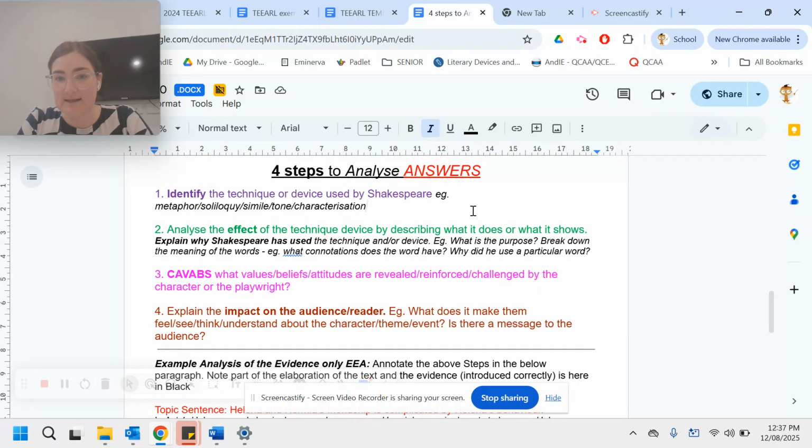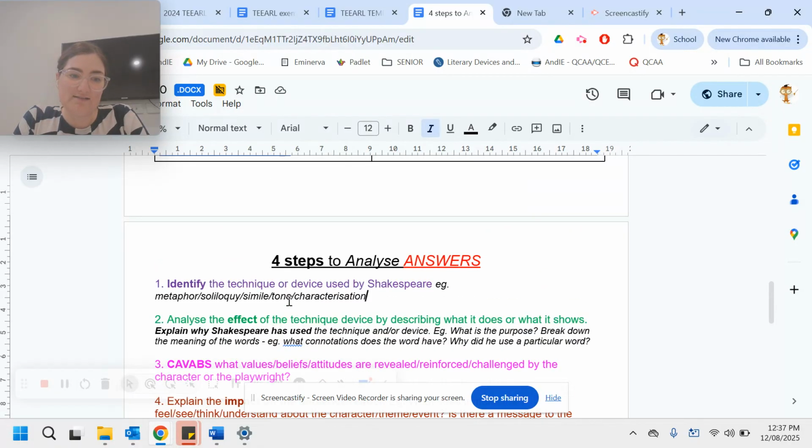What's the technique? How is it used? Either by the director of the film or by the playwright or by the novel writer, whatever it is. What is the effect of the technique? What does it do? What does it show? Can it link to any values, attitudes, and beliefs? Are they reinforced? Are they revealed? Are they challenged? Is it through the character? Is it for the audience's takeaways, or is it the character's takeaways? You can do either. And then importantly, what is the impact on the audience or the reader?